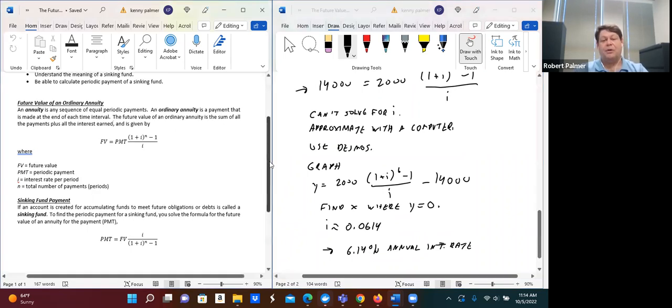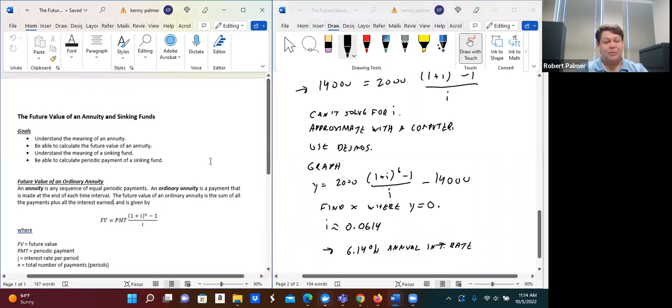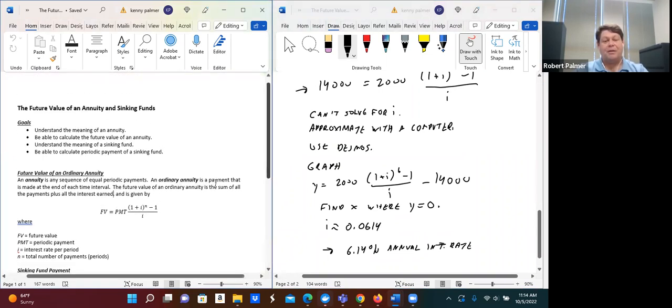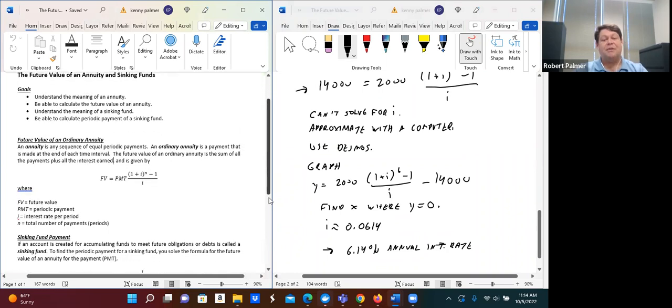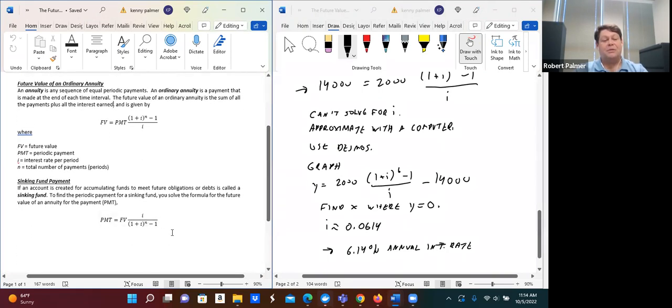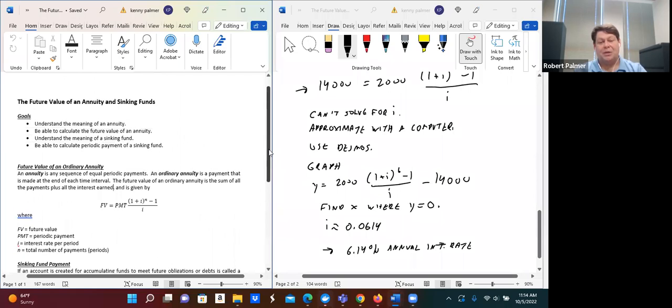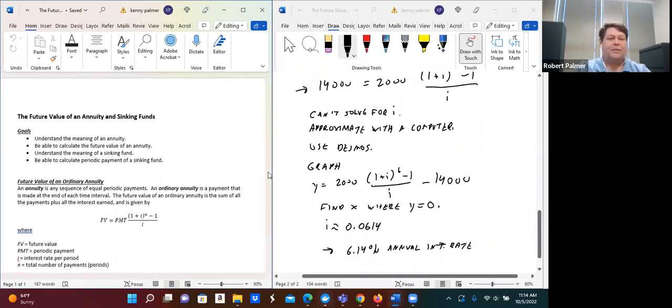So what we've learned so far today is that we understand what an ordinary annuity is and how to find the future value given the payments, interest rate, and the number of years. We've also learned what a sinking fund is and how to calculate the payment you need to get some specific future value for those same types of requirements. And then we've learned also, if you have a future value in mind and the payments, what interest rate you'll need to accomplish that.